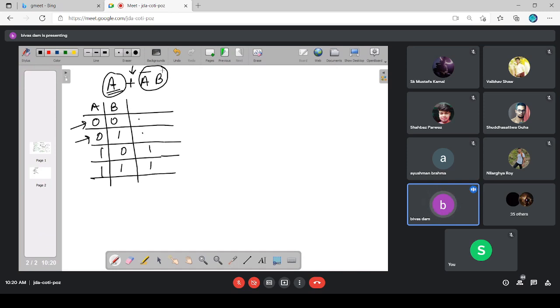For A bar to be 1, what should be the value of A? 0. So your A bar B will be true in case your A is 0 and B is 1. And when A is 0, B is 0, what should be the possible output? 0. So that's the value for A plus A bar B.